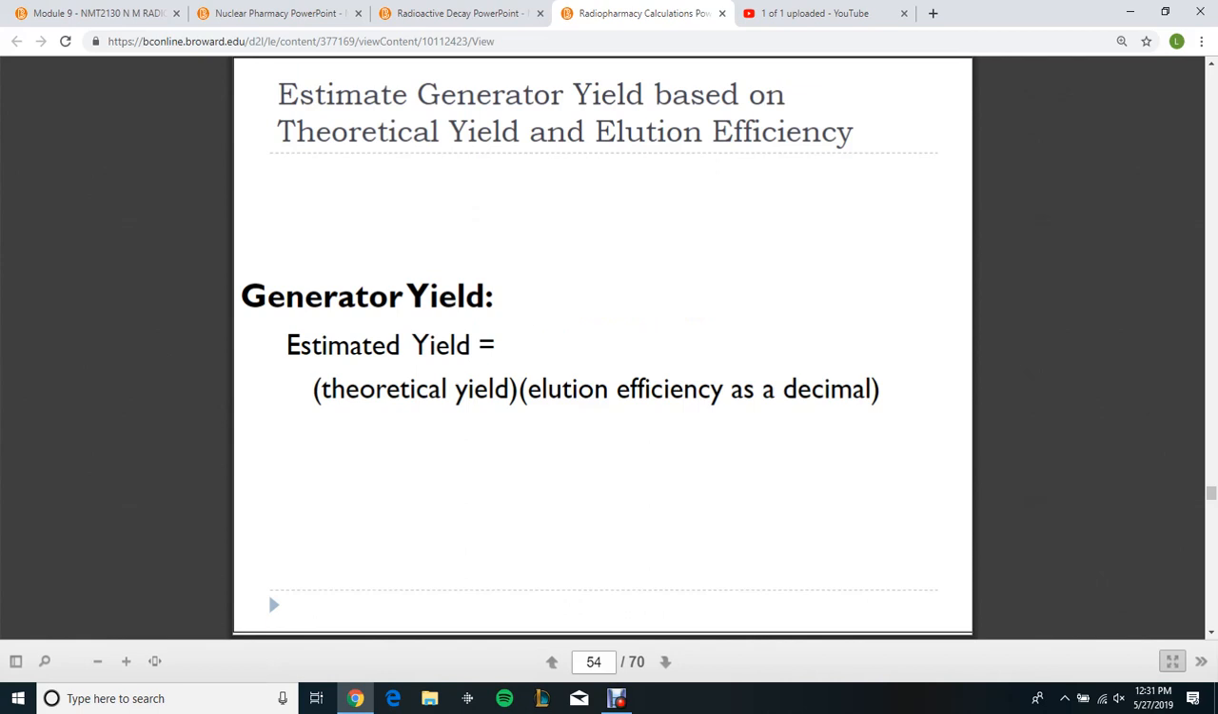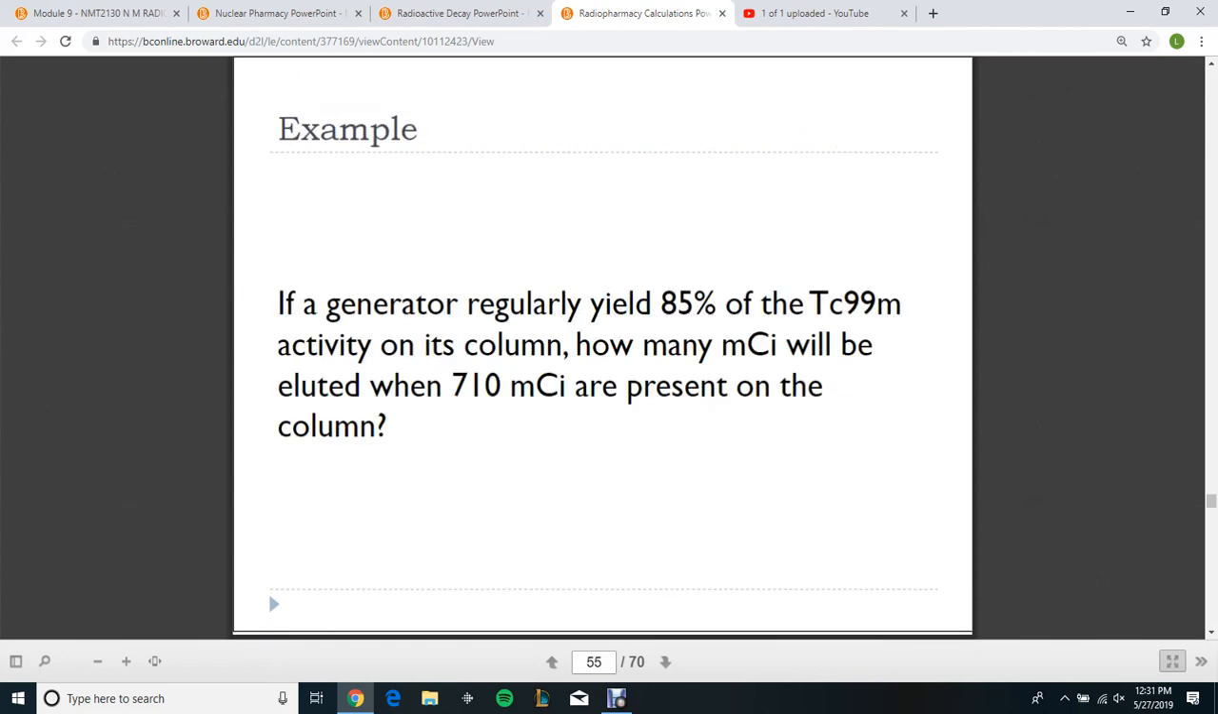So estimate the generator yield based on theoretical yield and elution efficiency. The estimated yield is equal to theoretical yield times the elution efficiency as a decimal.